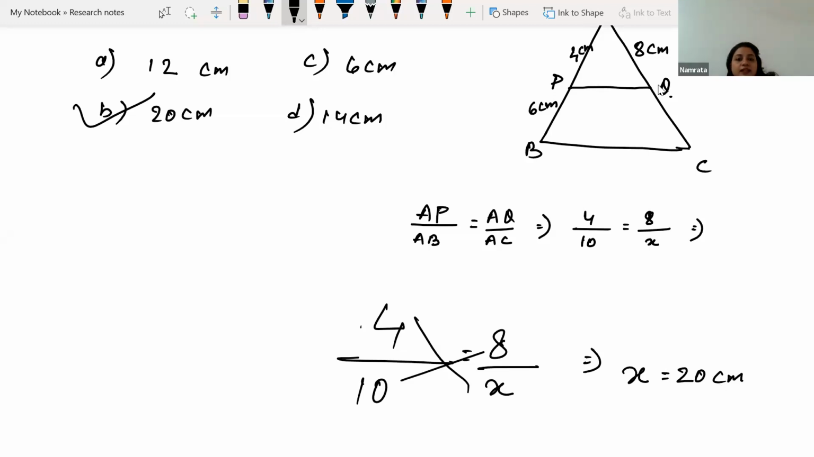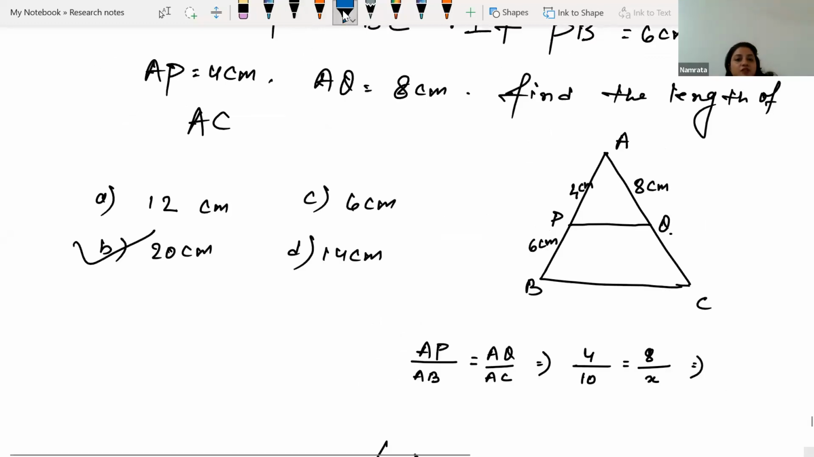Can we move ahead? Is it clear to everyone, this expression, whatever she said? Only this one you need to understand: that AP by AB is equal to AQ by AC. Okay, let's move ahead.